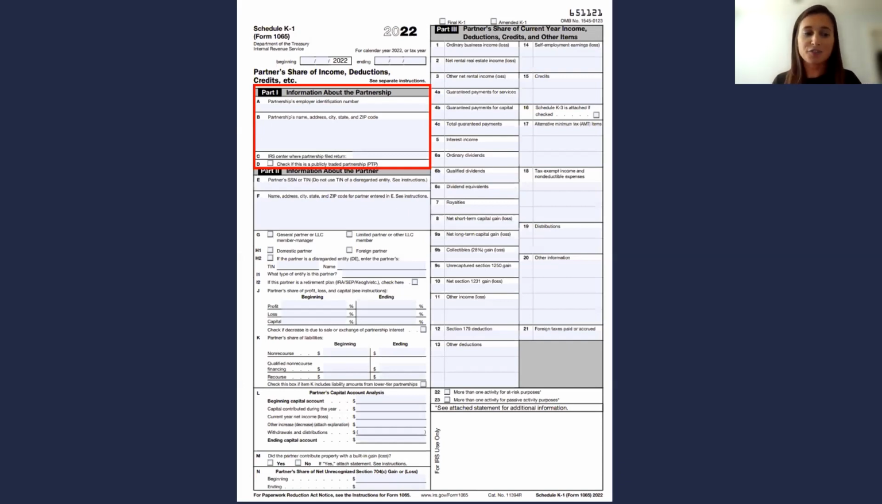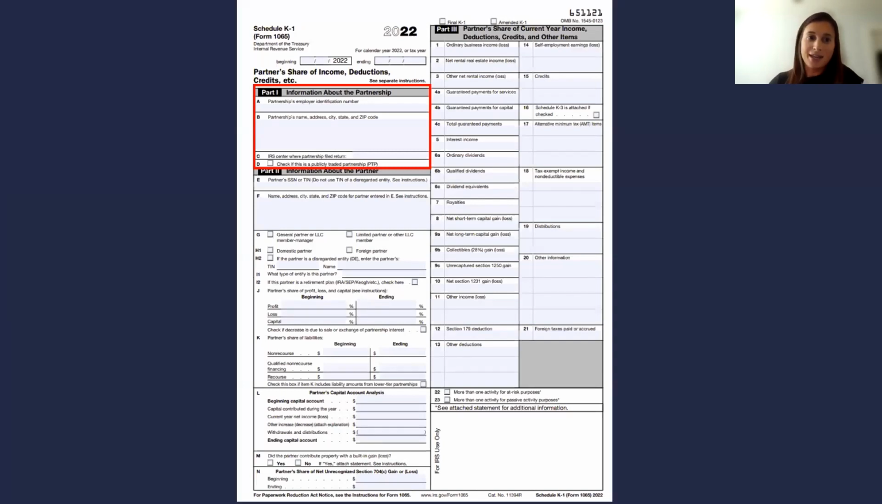And just as a reminder, March 15th is the deadline for partnerships. So we will be filing all of our returns on March 15th, but it does take some time to get all these K-1s, thousands of K-1s, through to you. So just know that they will be trickling in through the duration of March.